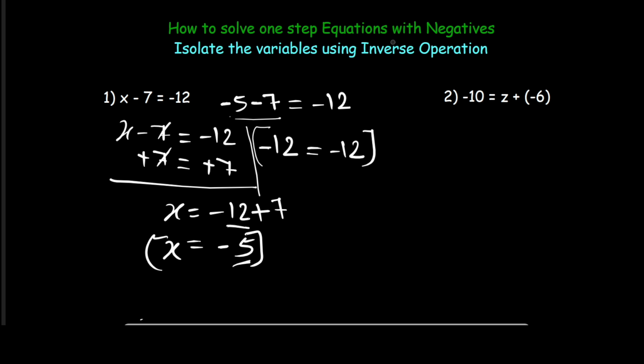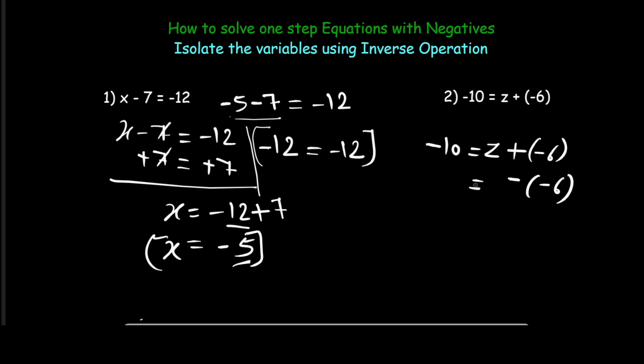Our next problem is minus 10 equals z plus minus 6. I'm going to rewrite it: minus 10 equals z plus, in parentheses, minus 6. Here we have to undo this minus 6. So I'm going to subtract this minus 6 from here.